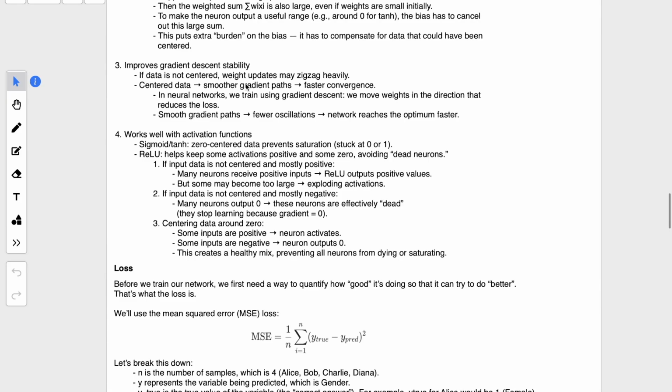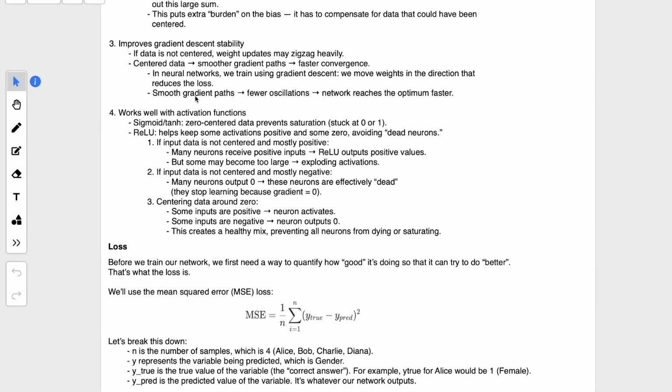So this is what it means. Smooth gradient paths mean fewer oscillations, like fewer loops needed, and the network reaches the optimum faster.